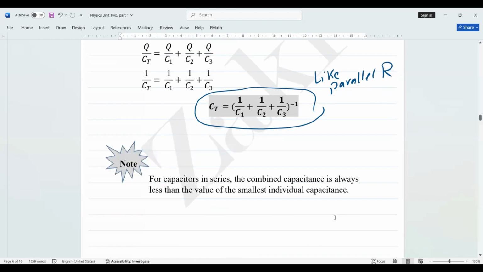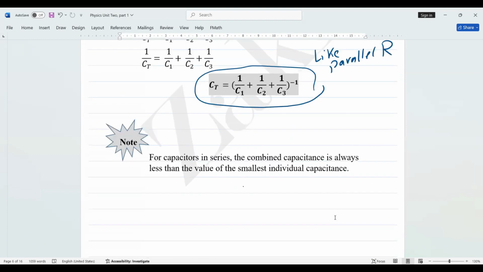Now remember, please: capacitors in parallel, capacitors in series. In parallel, same what? Same voltage. In series, same charge.